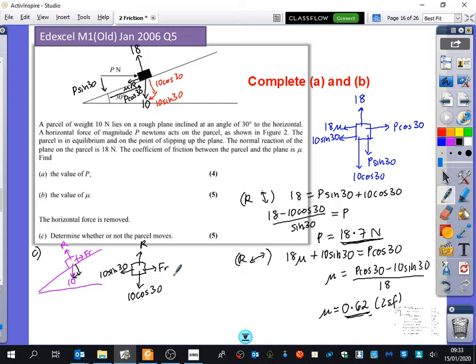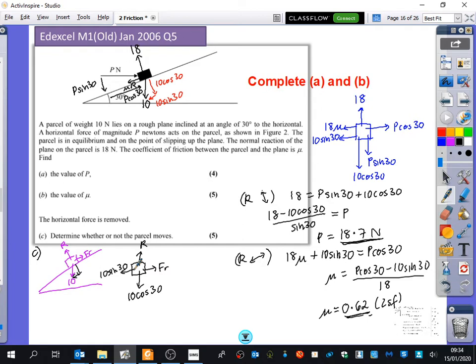Less than or bigger than what? Yeah, I guess so. I suppose what I really want to think about is 10 sine 30. That's the force that's trying to make it move, right? That's the force that's trying to drag it down the slope. So I want to know, is 10 sine 30 going to be able to go bigger beyond that threshold of the maximum friction? If so, it will move. If it doesn't go beyond that threshold, it's not going to move.